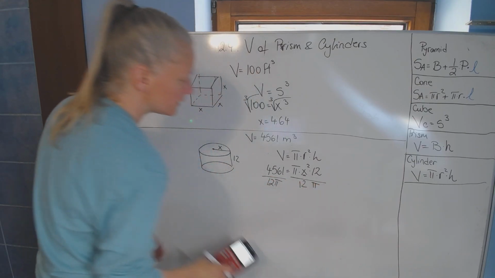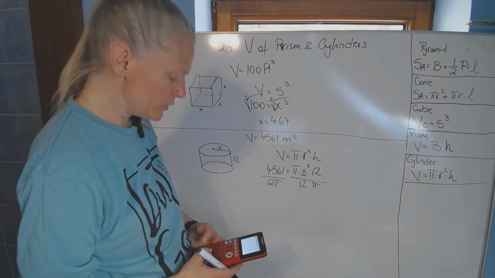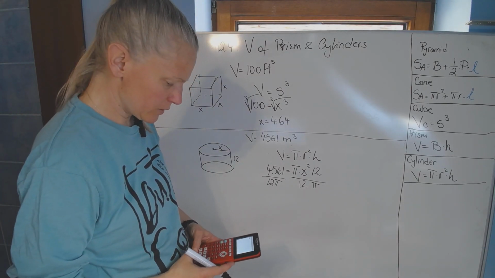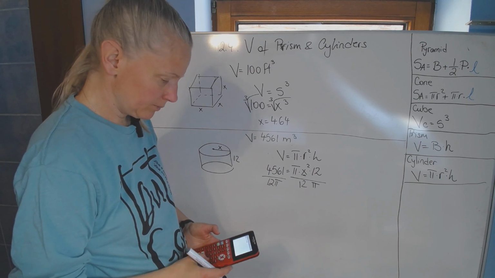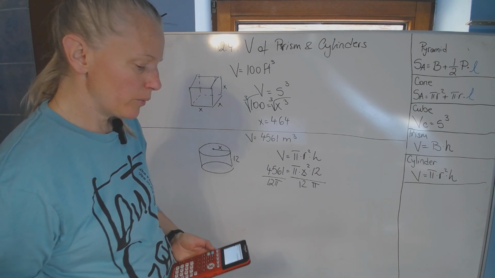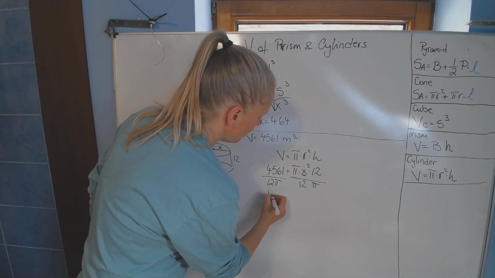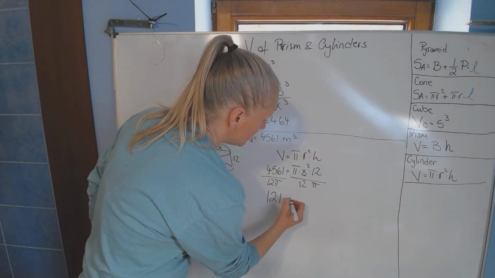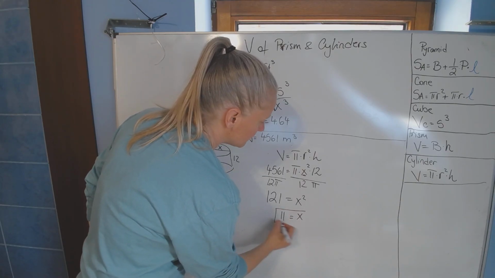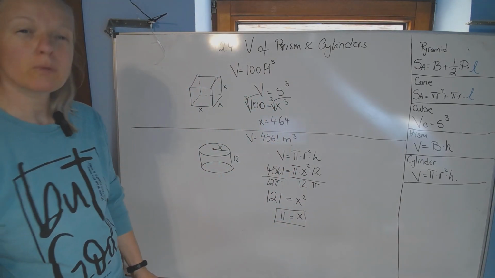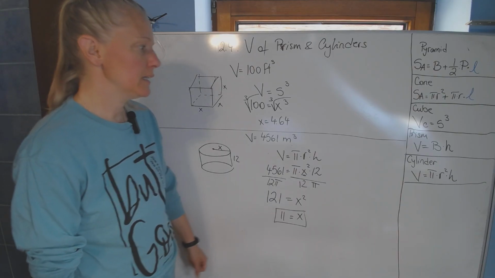I would say do it using parentheses. 4561 divided by parentheses 12 pi. I end up with 120.98. 121-ish equals x squared, which means x is about 11. Okay, round it up a little bit, but x is about 11.